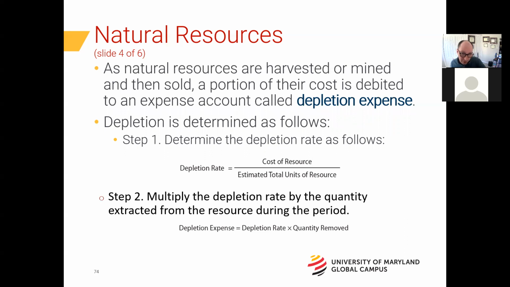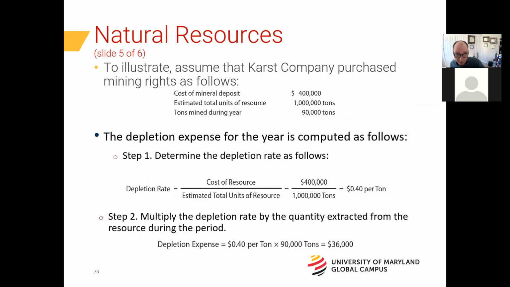So depletion rate is the cost of acquiring the natural resource divided by the estimated units the natural resource will provide. Step two, we take the depletion rate that we got from step one and multiply it by the quantity of the resource we removed from the earth. An example of this is a mining company.